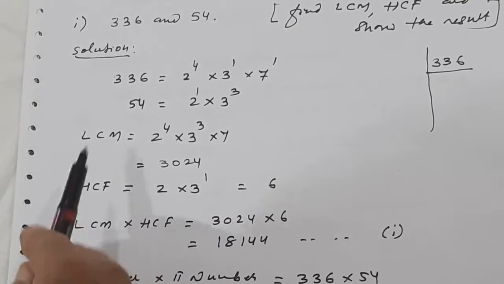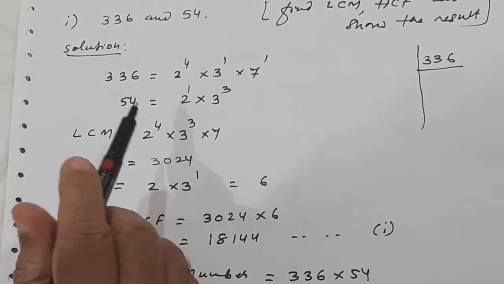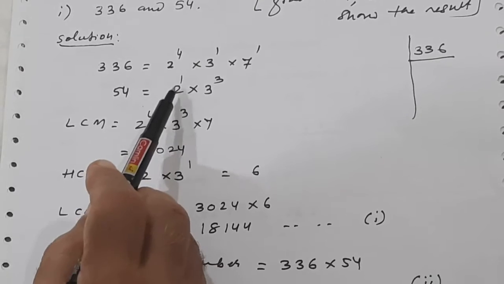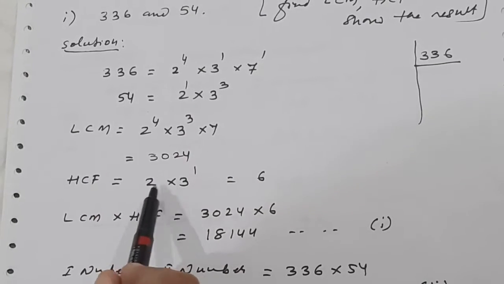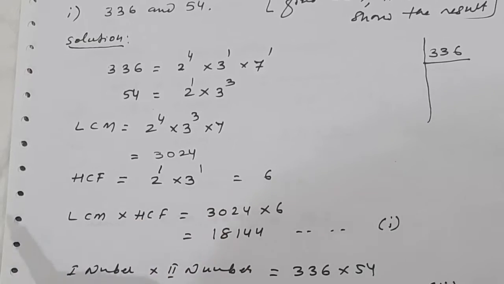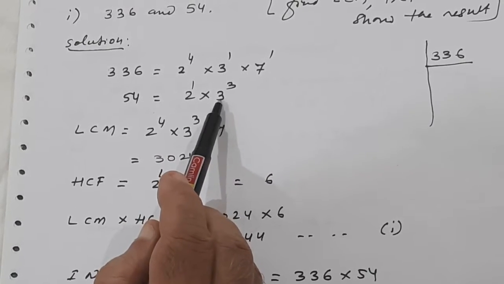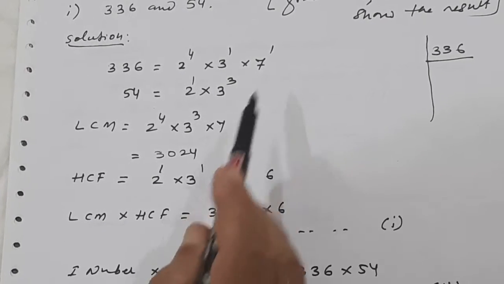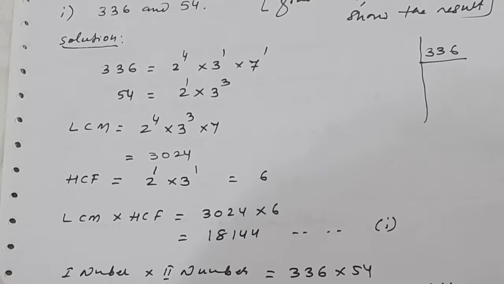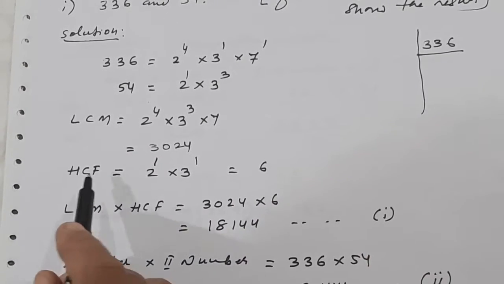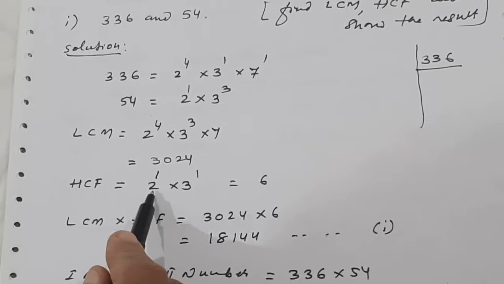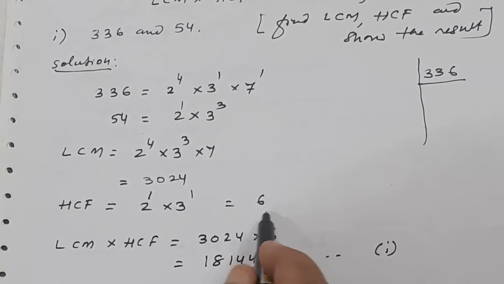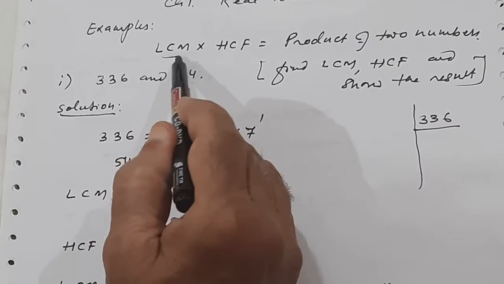And HCF means what? The common factors of lowest power. 2 raised to 1 and 2 raised to 4, which is the lower power? 2 raised to 1. What about 3 raised to 1? It is also common. So what is the lower power? 3 raised to 1. Now 7 is not common, so we don't have to consider it. An uncommon term should not be taken for HCF. So 2 raised to 1 means 2, 3 raised to 1 means 3, 2 into 3. So what is the HCF? 6.